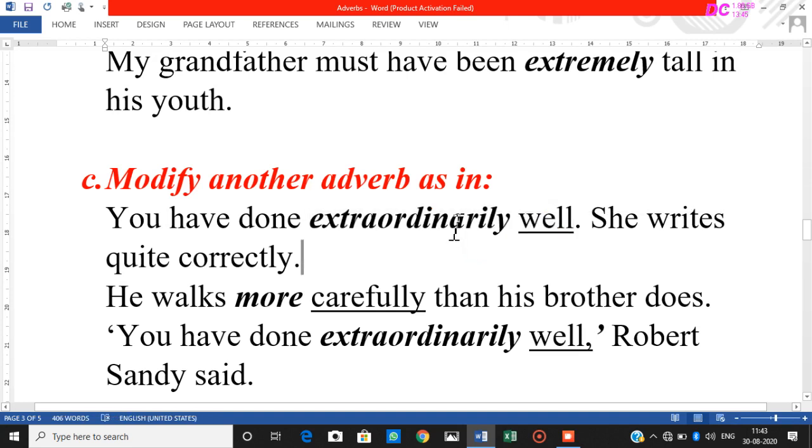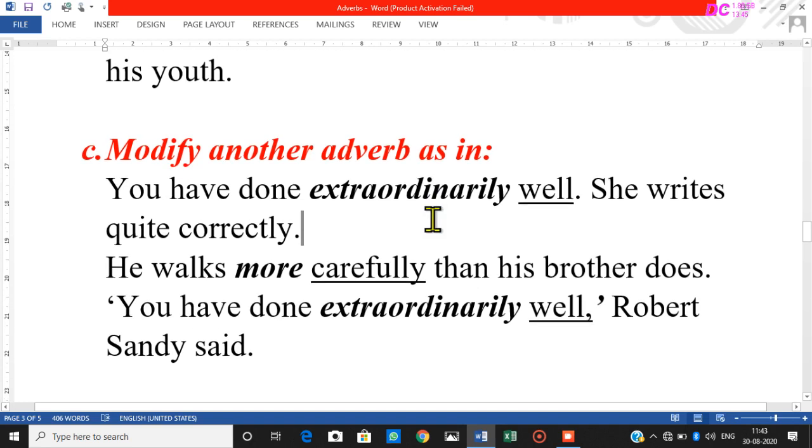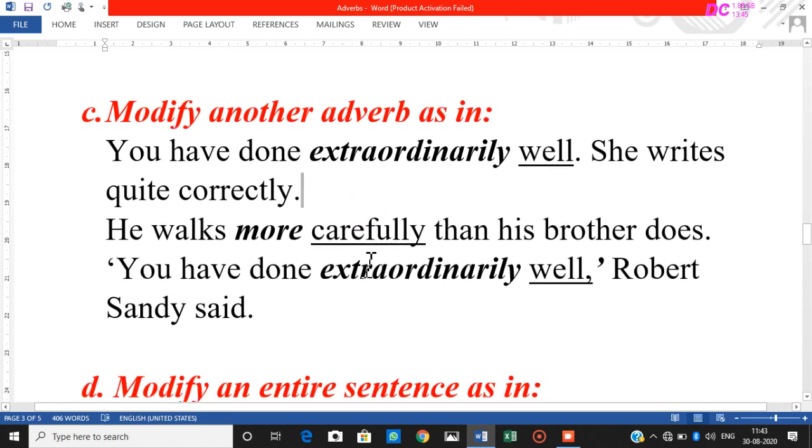Extraordinarily is an adverb. One more example: he walks more carefully than his brother does. Now see, carefully is already an adverb.